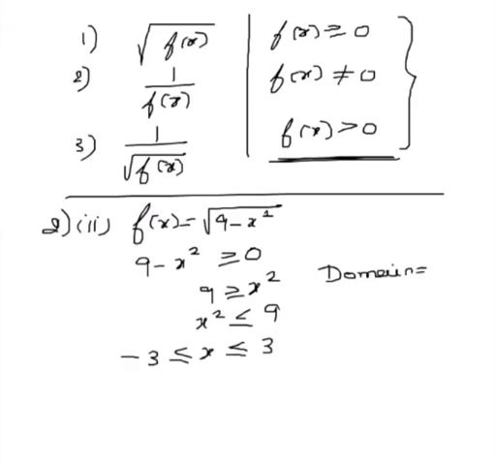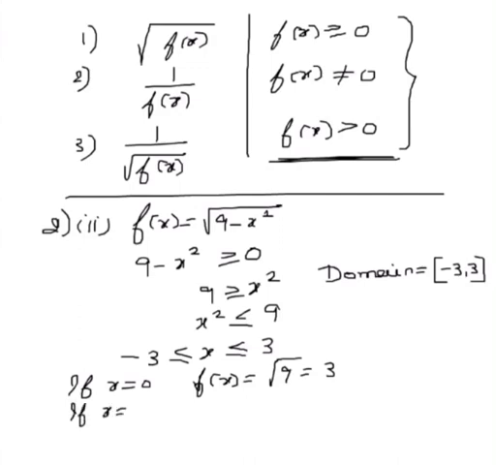So the domain for this function is the closed interval minus 3 to 3. Now let us think about the range. If x is 0, f of x is equal to the positive square root of 9 minus 0, which is plus 3. We don't write plus or minus if the square root is there already. F of x will be root of 9 minus 0, which is 3.